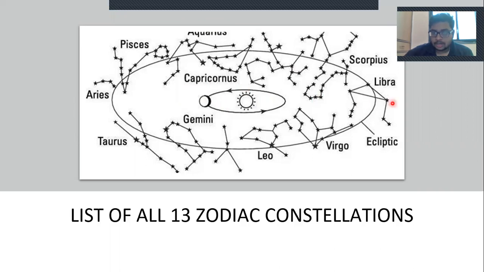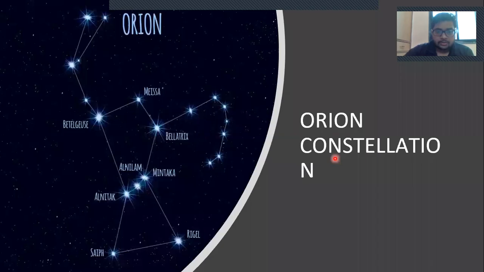The stars make patterns in the universe, and we can spot them directly with our naked eyes. This is Scorpius, then there's Libra, Capricornus, and Aquarius. Like I mentioned, there are Aries, Taurus, Leo, Virgo. All these are constellations. Today we are actually going to study the Orion constellation.